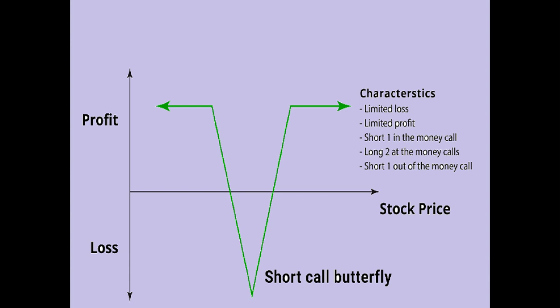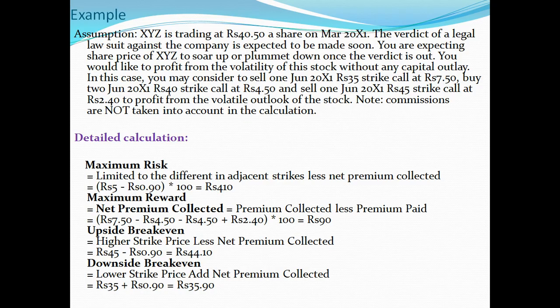So this is an example of a short call butterfly. You see strike price on the x axis, then profit on the y axis at the top, and there is a zero line, and loss below. What are the characteristics of a short call butterfly? Limited loss, limited profit, short 1 in the money call, long 2 at the money calls, short 1 out of the money call. So this is the diagram.